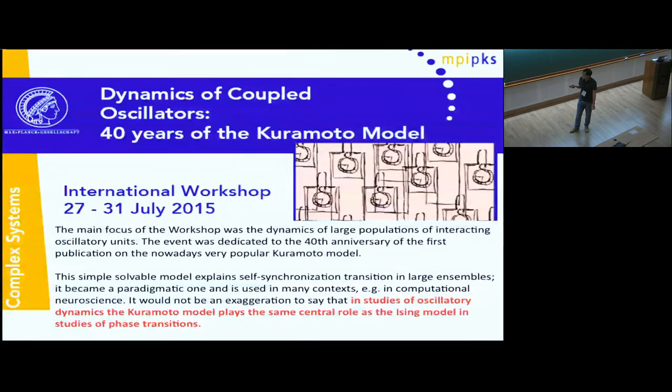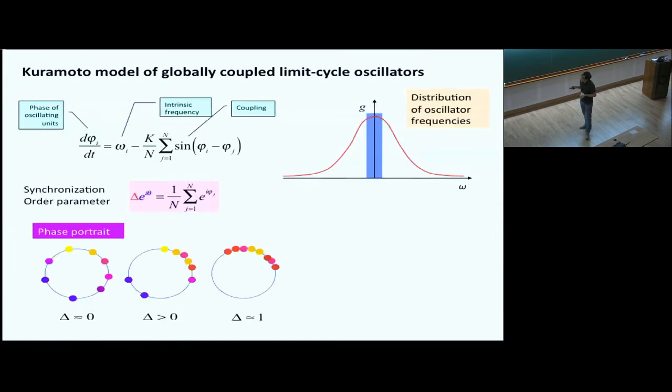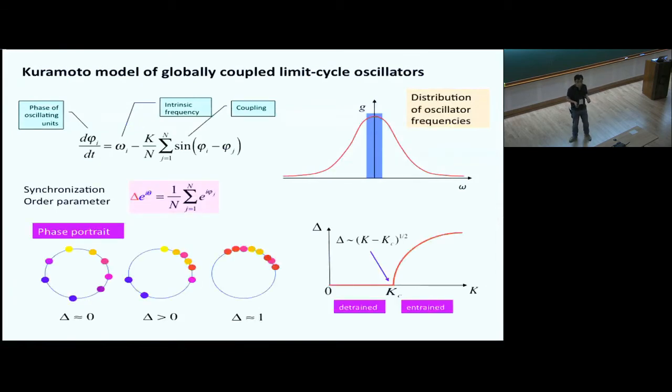And the organizer said that in the studies of oscillatory dynamics, the Kuramoto model plays the same central role as the Ising model in the studies of phase transitions. So at least up to very recently, most people, at least in our community, when they think about this kind of collective oscillation, will first go to the Kuramoto model. And of course, the whole point of this talk is to show that maybe we can go beyond the Kuramoto model.